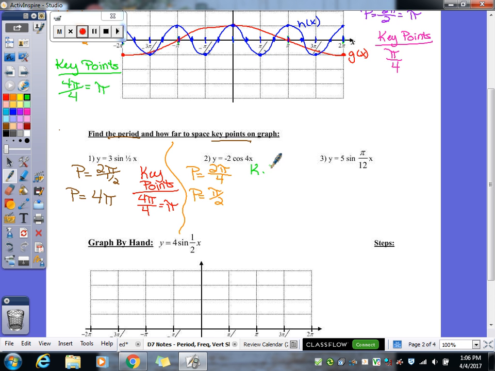So then our key points would be our period divided by 4. We're going to have to do a little keep, change, flip action here. This is really 4 over 1, so you have a fraction divided by a fraction. So pi over 2 times 1 over 4 gives us pi over 8. So our key points are going to happen at every pi over 8.